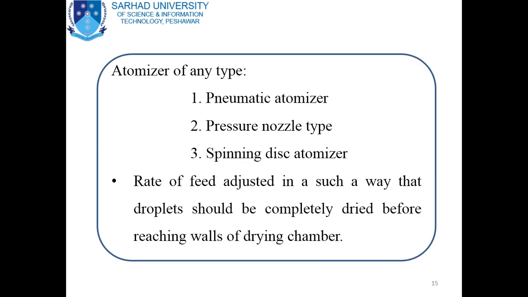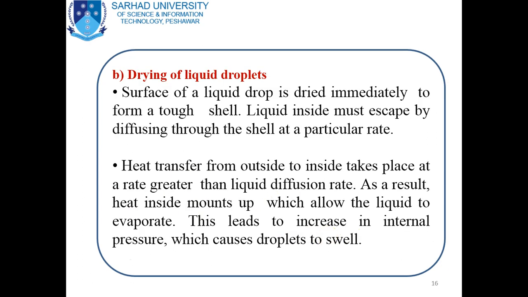There are three types of atomizer which are used: either the pneumatic atomizer, the pressure nozzle atomizer, or the pan and disc atomizer. Any of these three types of atomizer may be used for the conversion of feed, that is the liquid feed, into fine droplets. The rate of the feed, that is the unprocessed liquid or fluid, is adjusted in such a way that droplets should be completely dried before reaching the walls of the drying chamber after exposure to the hot air.